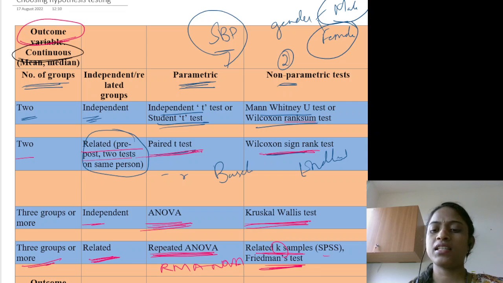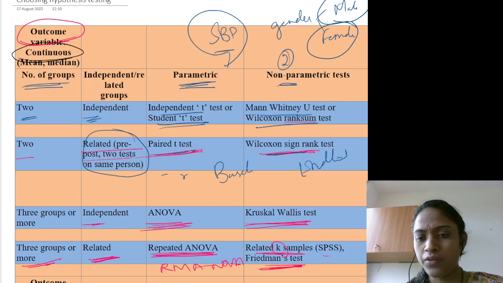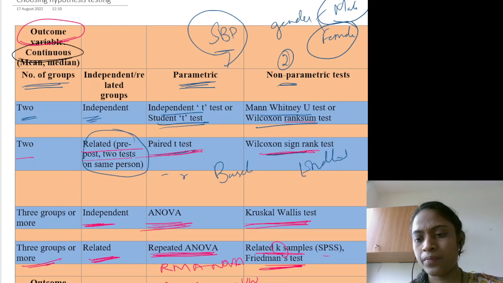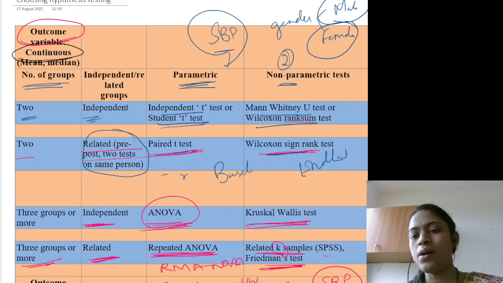I'll just give an example for 3 or more independent groups. Suppose we want to find the association between obesity, which has 3 categories: underweight, normal, and overweight. So there are 3 independent groups, and we want to check the association of obesity with systolic blood pressure, which is a continuous variable. If systolic blood pressure follows normal distribution, satisfying the assumption, then we'll use ANOVA. If it doesn't satisfy the assumption, we'll use Kruskal-Wallis test.